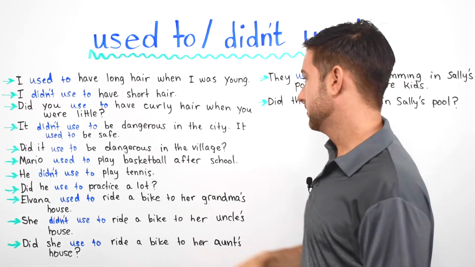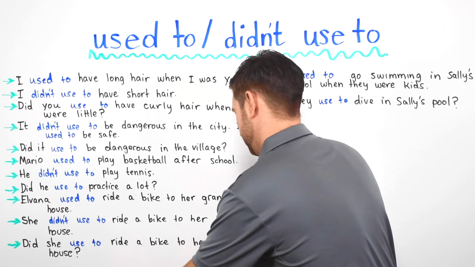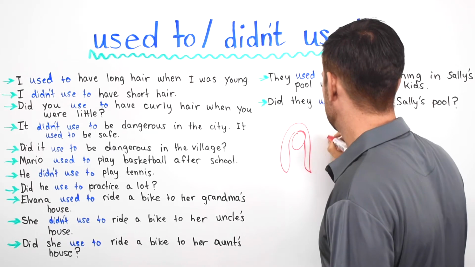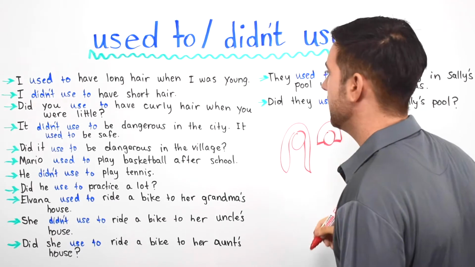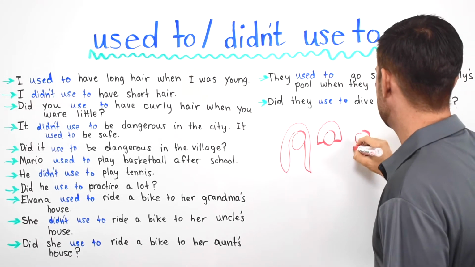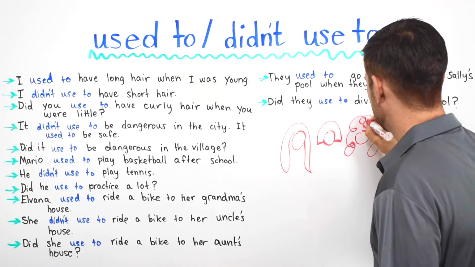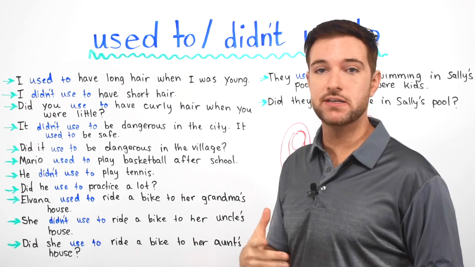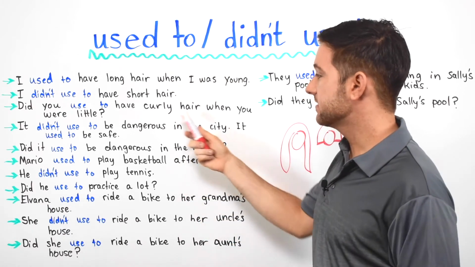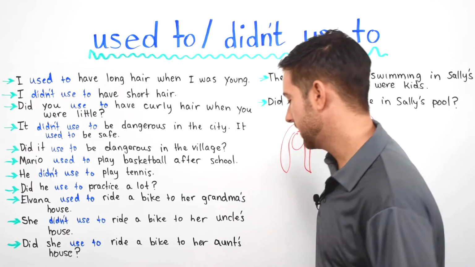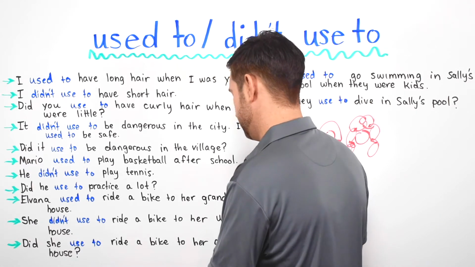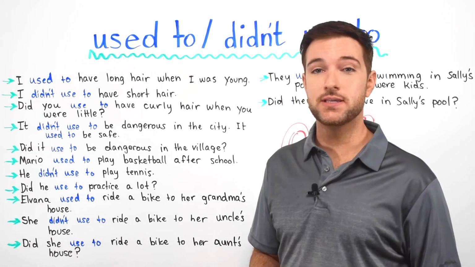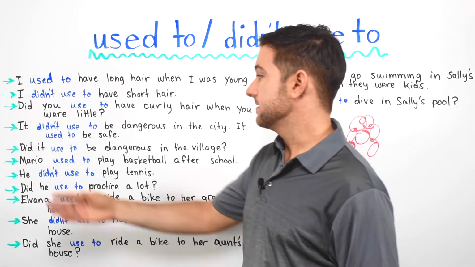Okay, now long hair is like this. So say we have a person here, we have long hair right here, then we have short hair like this, and then we have curly hair. Curly hair is like this, okay, curly hair. Did you used to have curly hair when you were little? Maybe yes, maybe no. You could say, yes, I did. I did used to have curly hair when I was little. Or you could say, no, I didn't. I didn't used to have curly hair when I was little. Okay? Let's go ahead and begin with the next example.